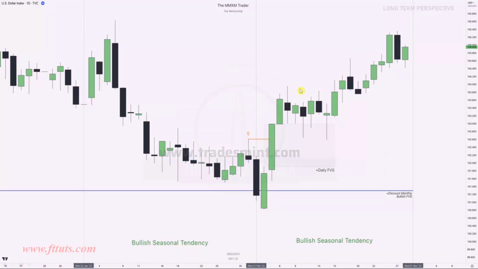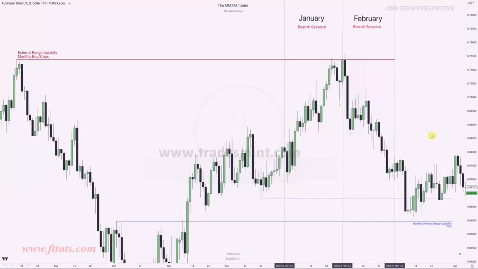So again, a reminder, the US dollar index is bullish, right? Bullish seasonal tendencies. We've got that daily fair value gap. So again, back to that Australian dollar, US dollar chart, right? That monthly range buy stops have been liquidated, and now let's look what our dealing range is, right? We've got this range high down into this range low, and then we have a break of structure down here. Equilibrium is around here, so everything above this equilibrium line is in premium.